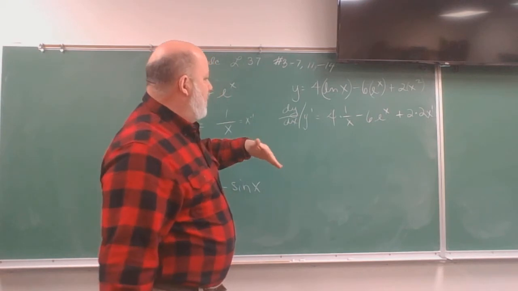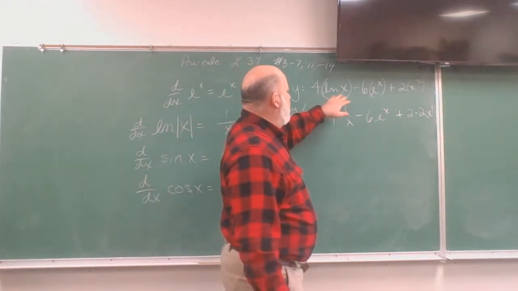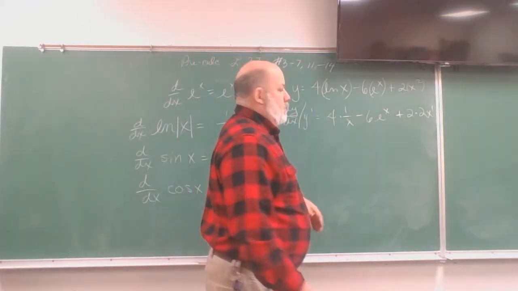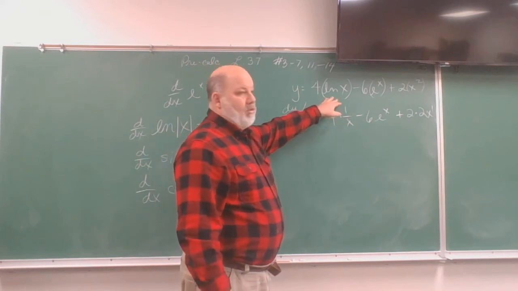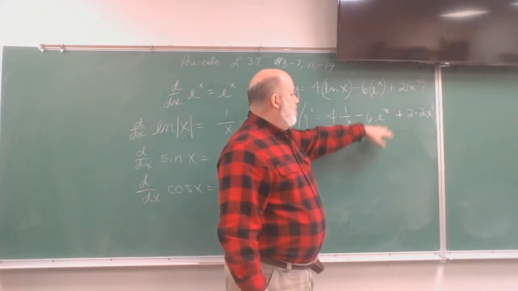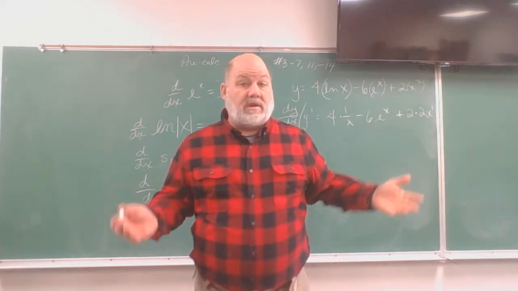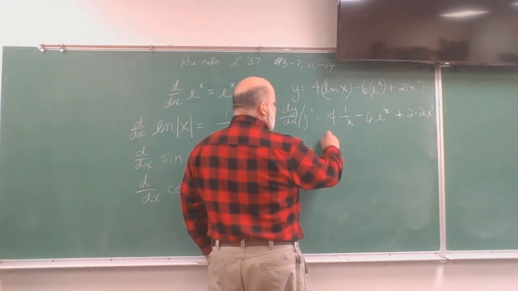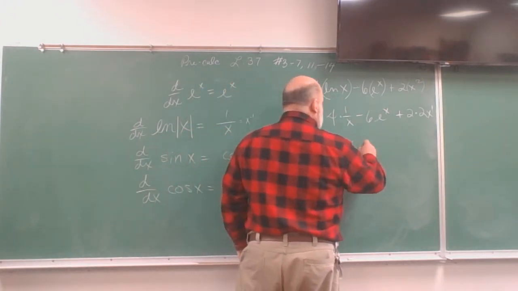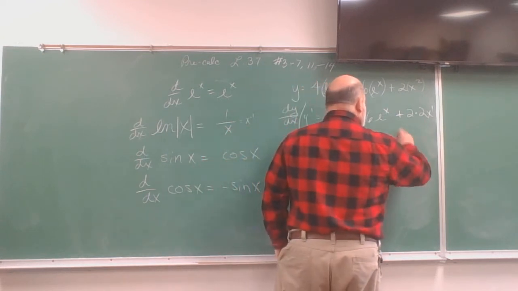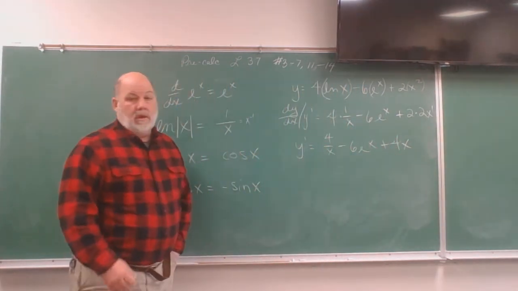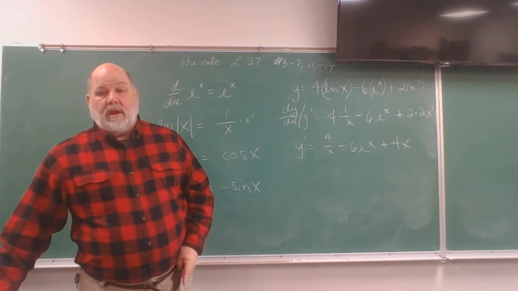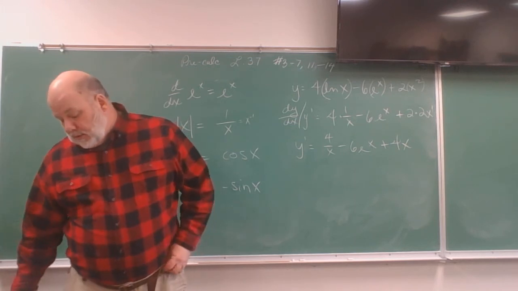Now, lesson 35 simply said that anytime you have a whole bunch of separate functions of x added or subtracted from each other, when you take the derivative, it's just the derivative of this one, and the derivative of that one, and the derivative of that one, added or subtracted together. It's really pretty simple. So our derivative is 4 over x minus 6e to the x plus 4x. Each of the terms, we took the derivative separately and then combined them together.